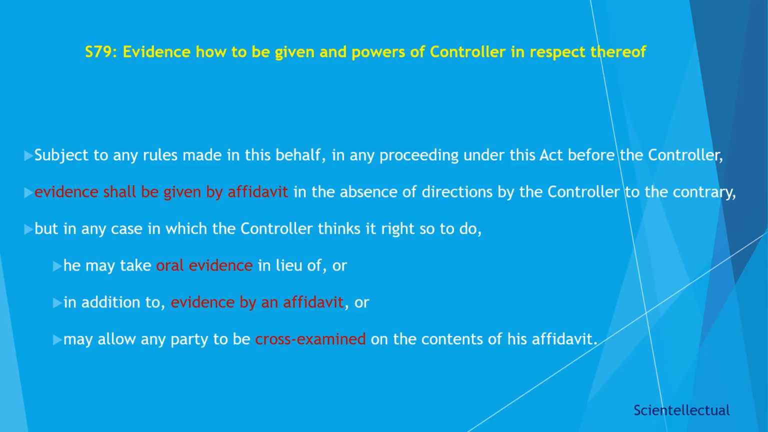Section 79. Evidence, how to be given and powers of controller in respect thereof. Subject to any rules made in this behalf, in any proceeding under this Act before the controller, evidence shall be given by affidavit, in the absence of directions of the controller to the contrary. That is, if not otherwise stated, any evidence should be given by affidavit.